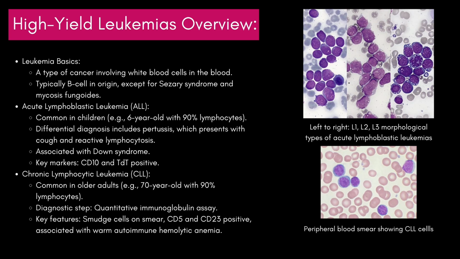Key markers: CD10 and TDT positive. Chronic lymphocytic leukemia, CLL, is common in older adults, for example, a 70-year-old with 90% lymphocytes. Diagnostic step: quantitative immunoglobulin assay. Key features: smudge cells on smear, CD5 and CD23 positive, associated with warm autoimmune hemolytic anemia.